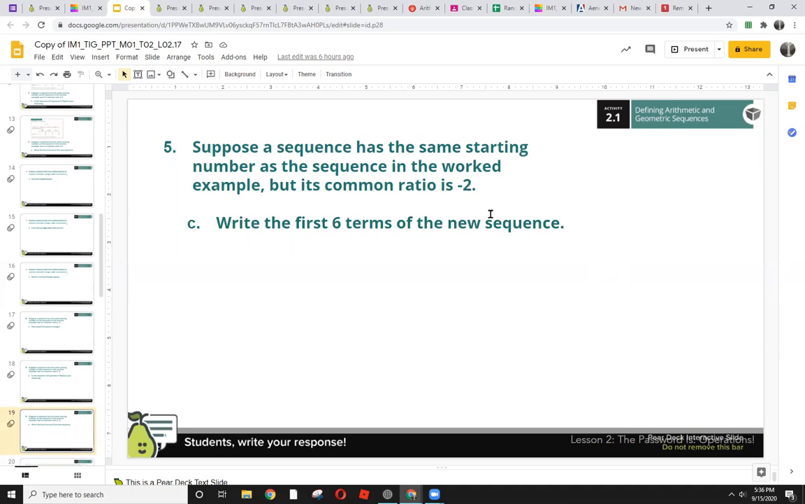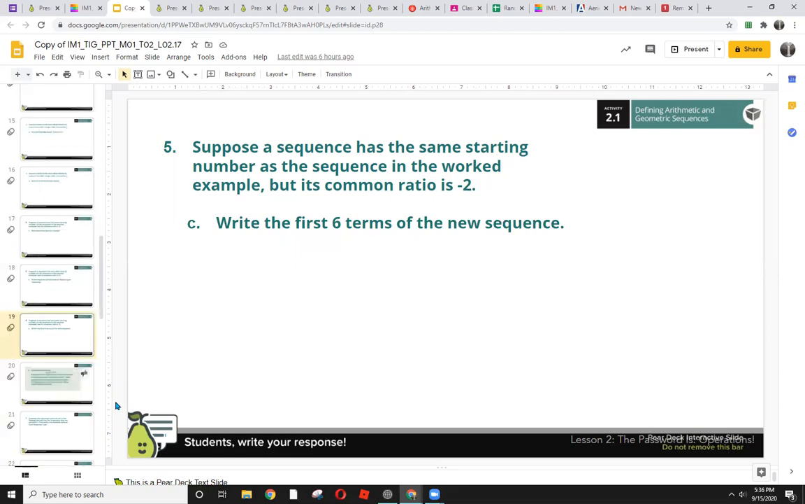So we start with 1, and then 1 times -2 is -2. -2 times -2 is +4. 4 times -2 is -8. -8 times -2 would be +16. And then +16, -32. So it goes back and forth, positive, negative, as you're multiplying by that -2. When you multiply a negative times a negative, that gives you a positive.